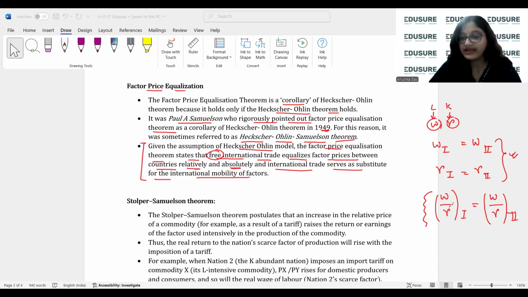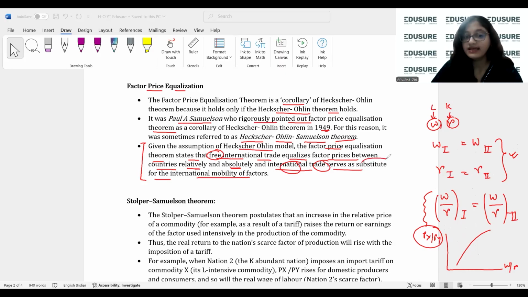This will hold. And eventually, in factor price equalization, we know that there is a one-to-one relationship between W by R and the relative prices of the commodity. So if the relative wages are also equalized, then the commodity prices in the two nations will also equalize. Now, if the relative and the absolute wages are equal, international trade will serve as a substitute for the mobility of factors. So mobility of factors will be ensured.